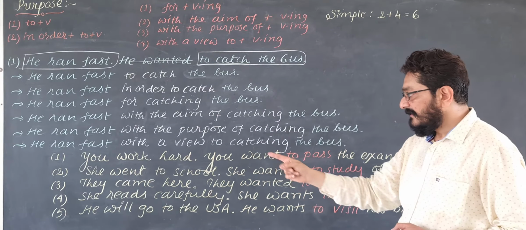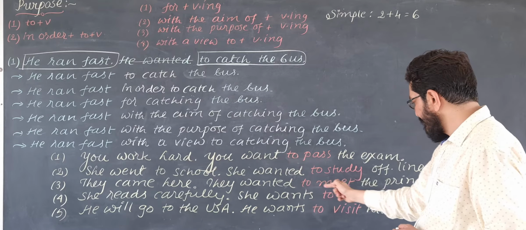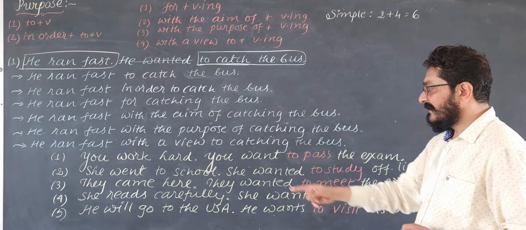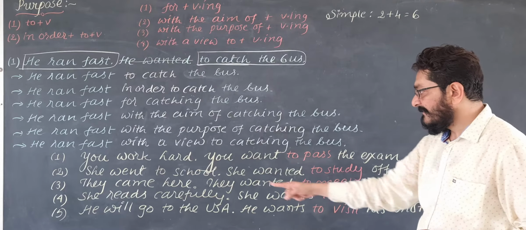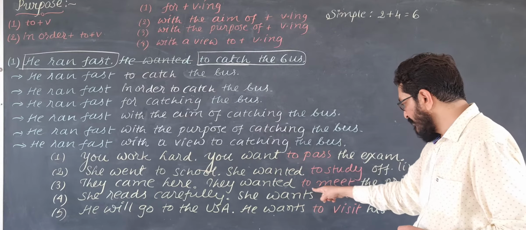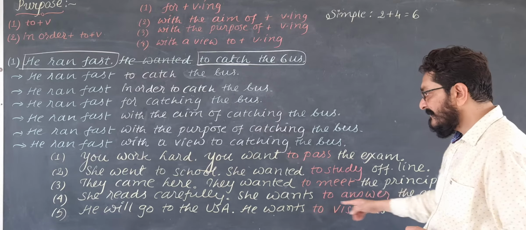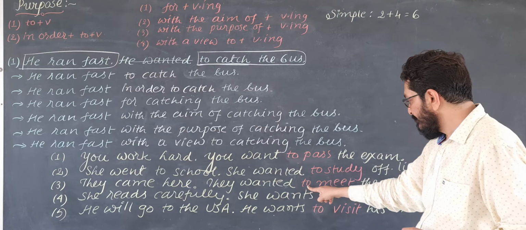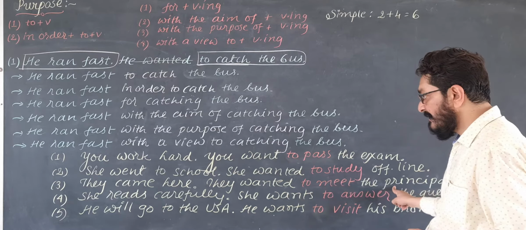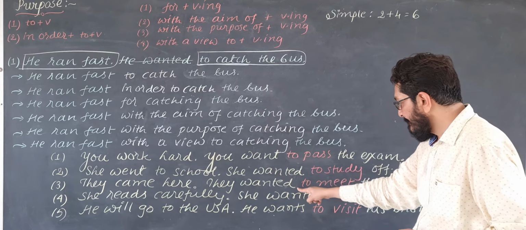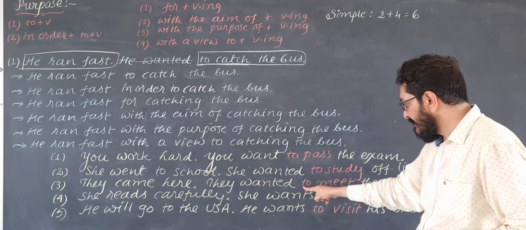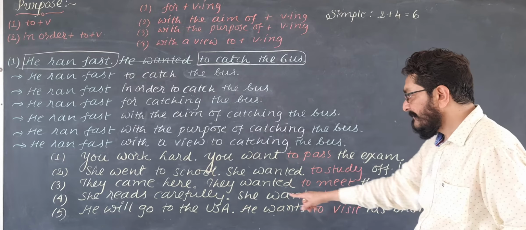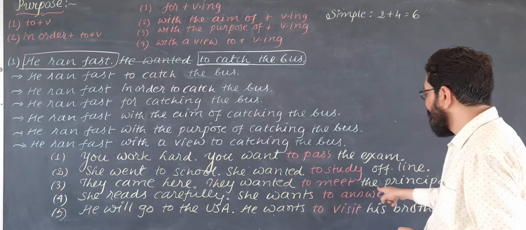Third, they came here, they wanted to meet the principal. They came here to meet the principal. They came here in order to meet the principal. They came here for meeting the principal. They came here with the aim of meeting the principal. They came here with the purpose of meeting the principal. They came here with a view to meeting the principal.